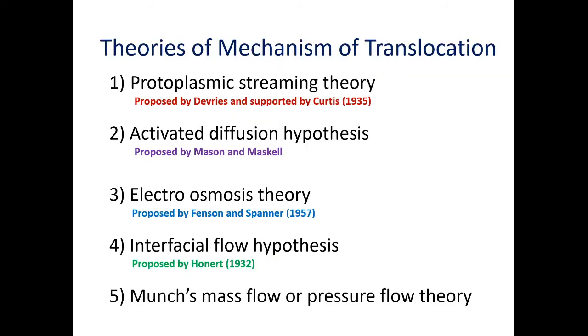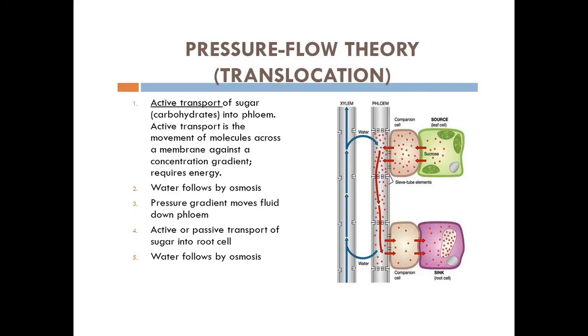Then the last one is the pressure flow or mass flow theory, which is a hypothesis proposed by Munch. According to this hypothesis, the solutes are translocated in the sieve tubes due to a turgor pressure gradient, which exists between the source and the sink.